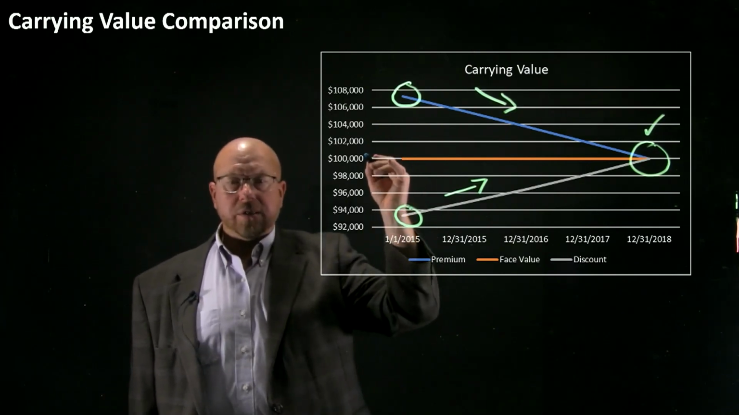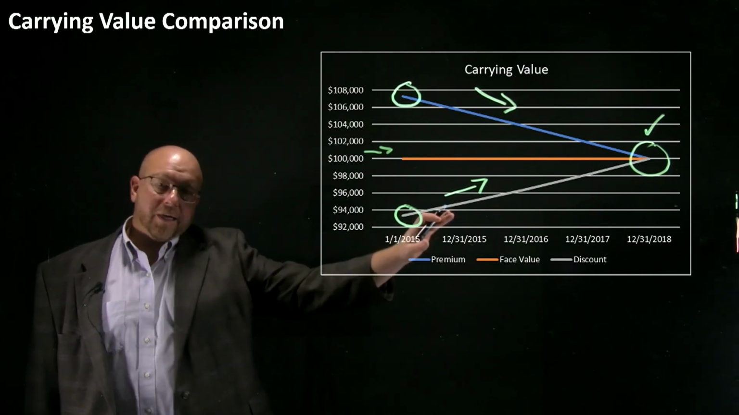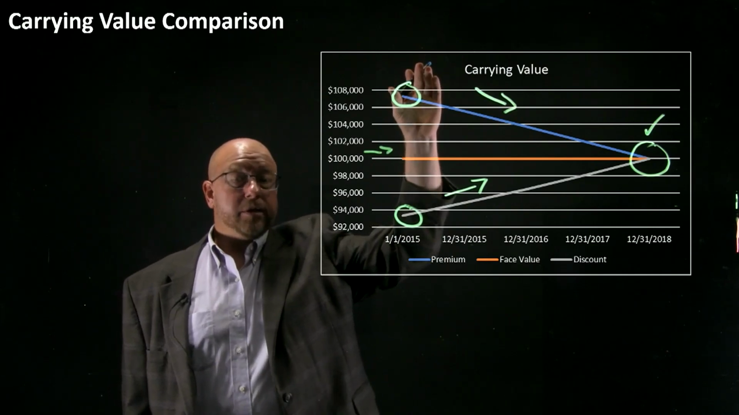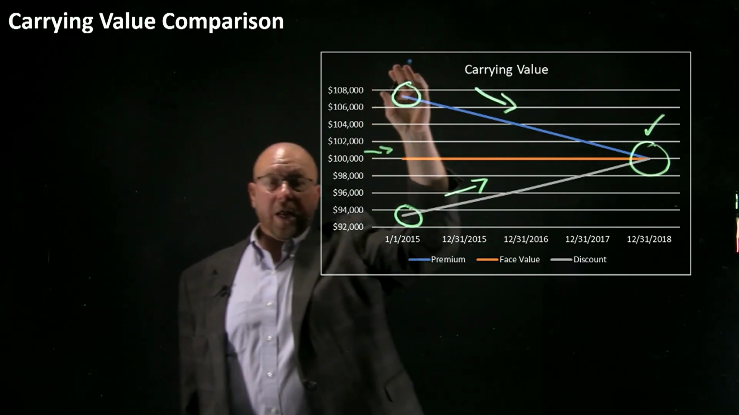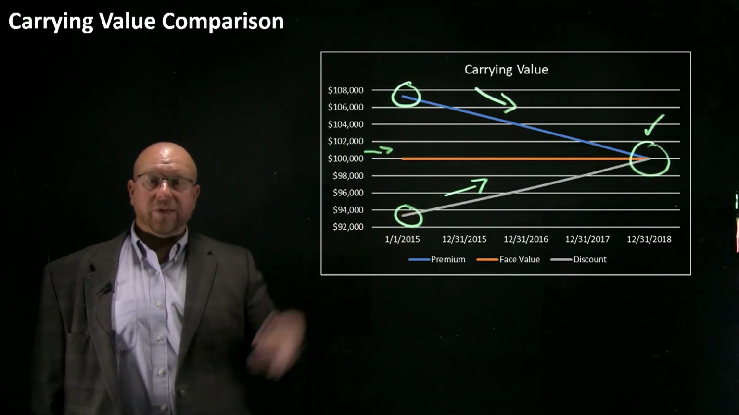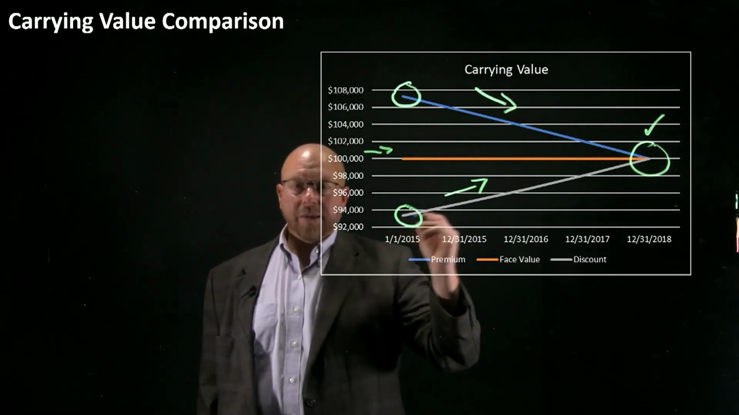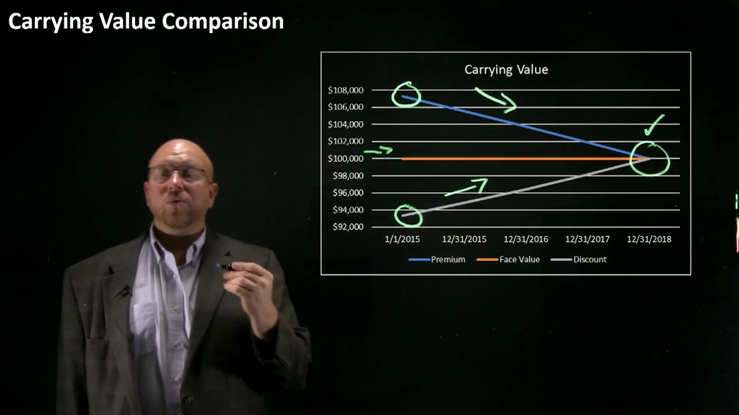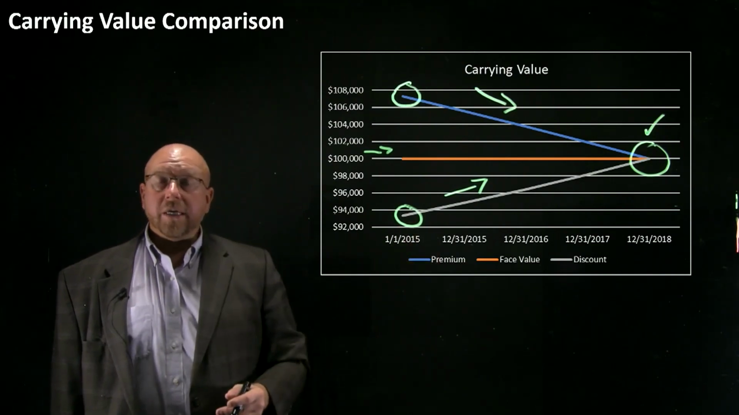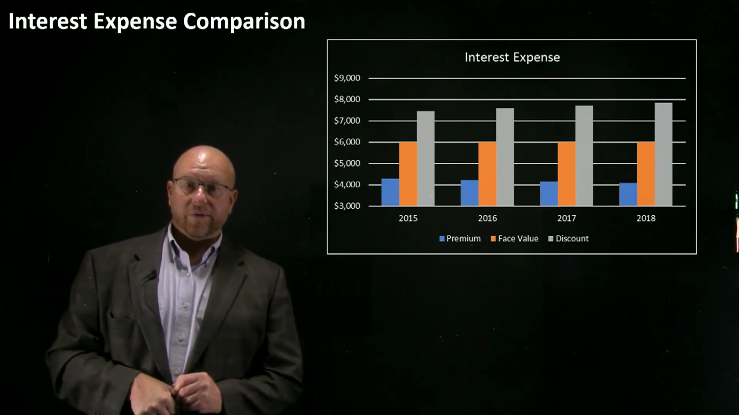The face value scenario is the most straightforward because right here you basically issue it at $100,000 and at maturity it's $100,000. In the premium scenario, the issuance price is greater than face value. As we amortize the premium, it becomes a reduction of interest expense on the respective income statements. And then in the discount scenario, this discount gets amortized and it increases our interest expense on each of those respective subsequent income statements. And that carrying value impacts the recognition of interest expense.